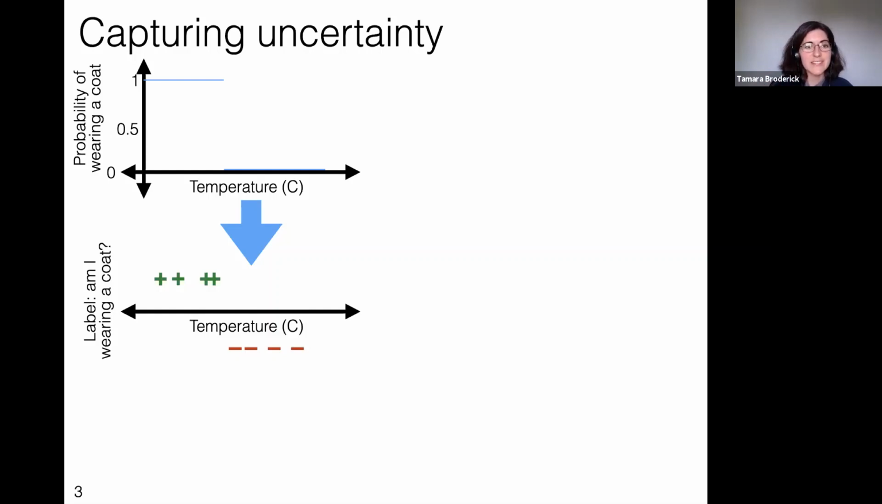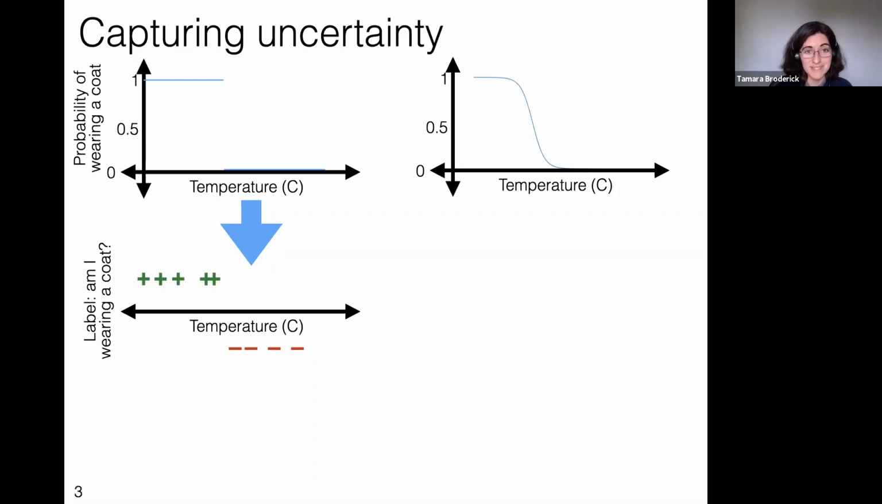And when we look at this, we realize, at least for me, this is not an accurate representation of how I wear a coat. A slightly more accurate representation would be a smoother version of this. It would be to say something like, yes, there are some temperatures where 100% I'm wearing a coat. If it's well below 0 Celsius, I'm definitely going to be wearing a coat.